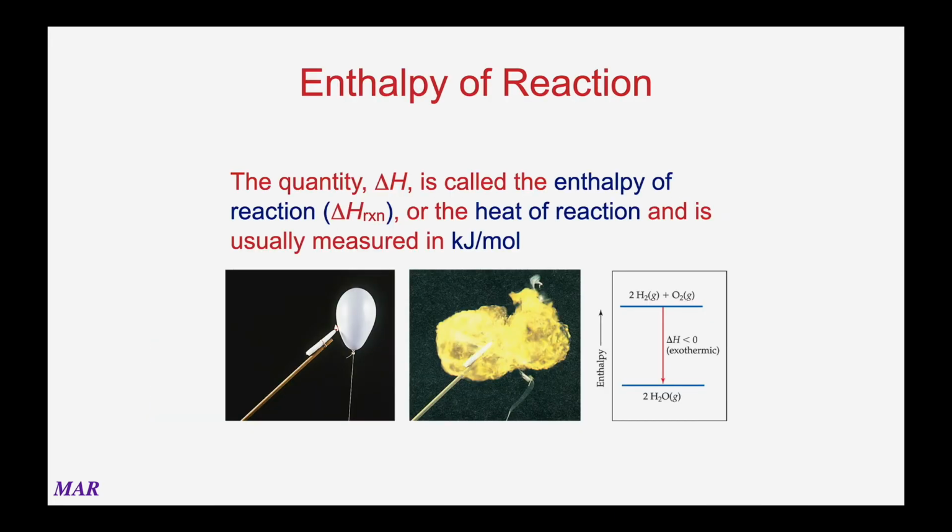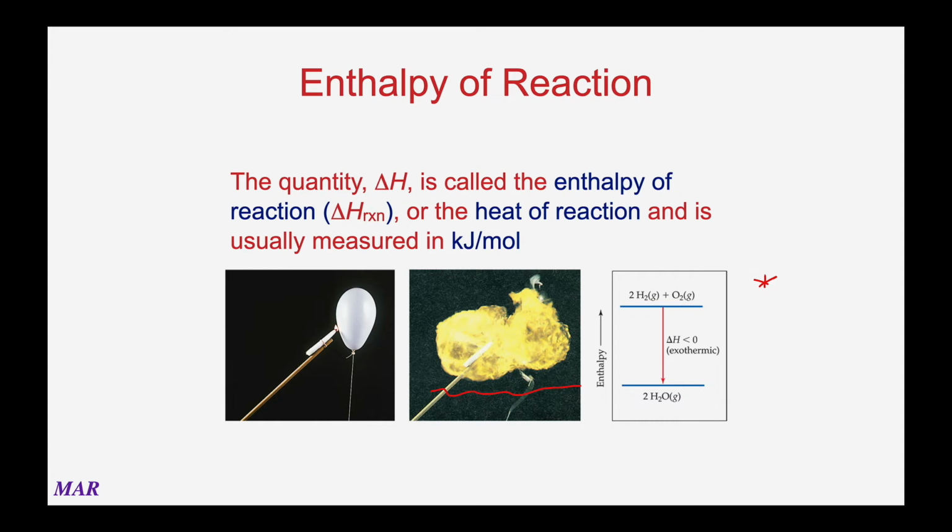The quantity delta H is the enthalpy of the reaction. This is the first type of delta H we're seeing, delta H RXN. It's the heat of reaction, and it's measured in kilojoules per mole. The pictures here show a balloon with hydrogen inside and a little flame to get the party started. The hydrogen reacts with oxygen on the outside to make water, and there's a lot of energy released.